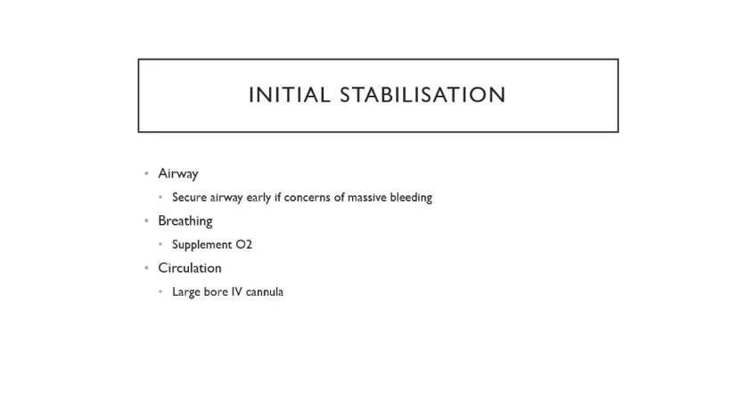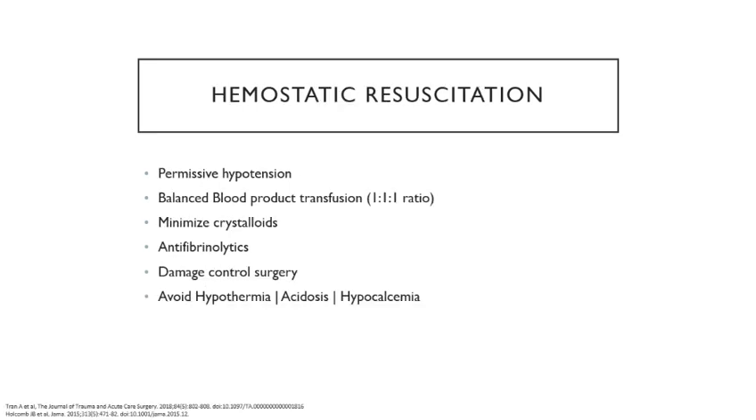Hemostatic resuscitation is a critical component in managing hemorrhagic shock and coagulopathy. This approach focuses on addressing the lethal triad of coagulopathy, acidosis, and hypothermia, which are common in severely bleeding patients. The key strategies in hemostatic resuscitation include permissive hypotension. By maintaining a lower than normal blood pressure, this minimizes further bleeding until definitive hemorrhage control is achieved.